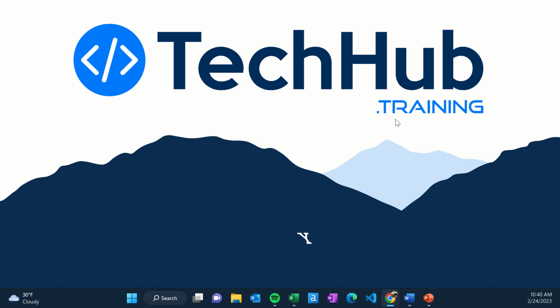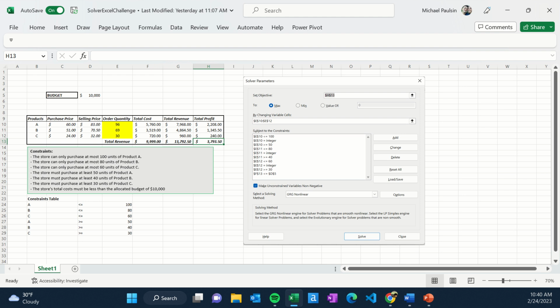Guys, Solver is a great tool. Excited to learn a little bit about it and go through the challenge here. So let's get a little overview of the challenge first.